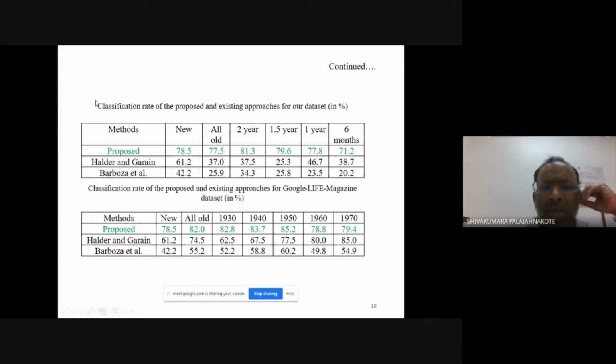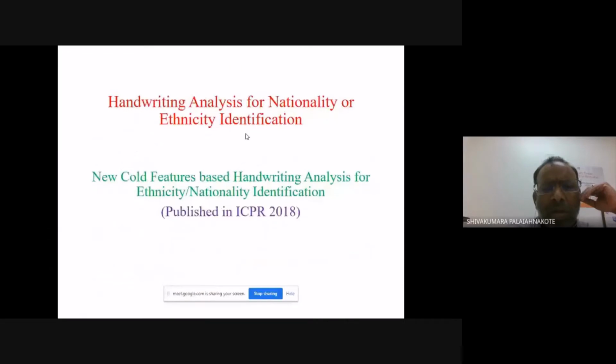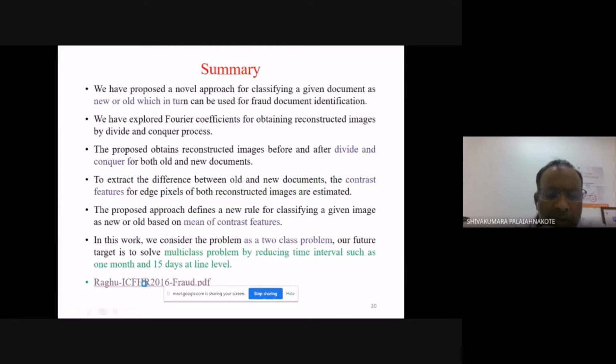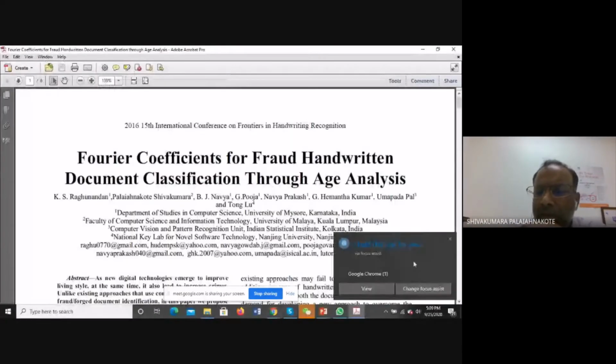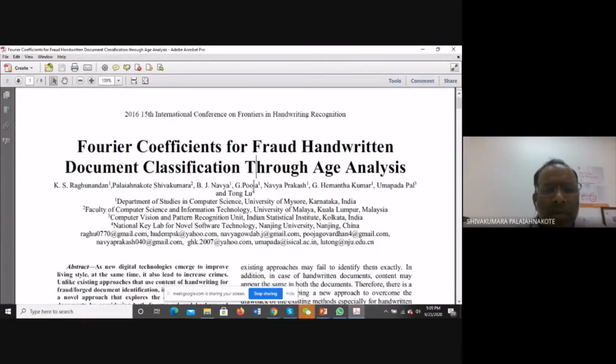Okay. So anyway, these are all just some results. What else? I think that's all. Next one: handwriting analysis for nationality or ethnicity identification. Maybe just look at this paper. This is the one. Now maybe you can see this paper. These are actually project students. Generally, I publish conference papers with project students only.